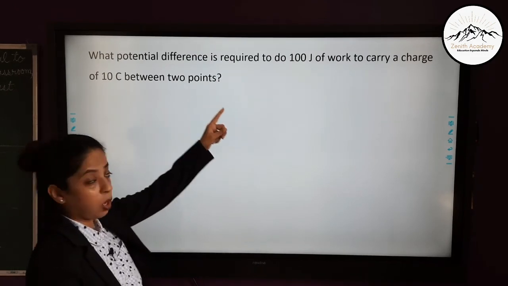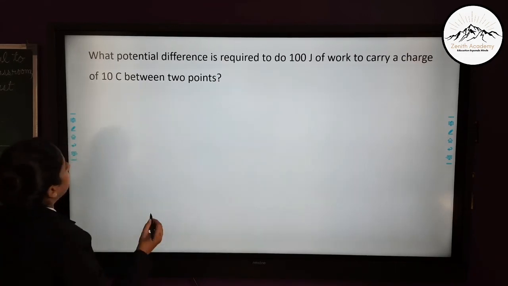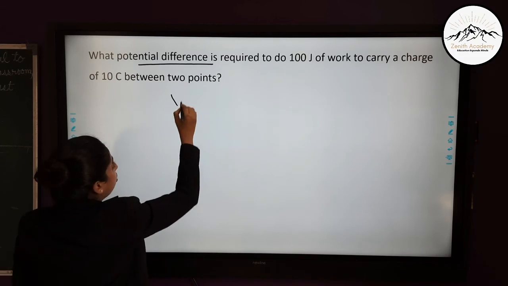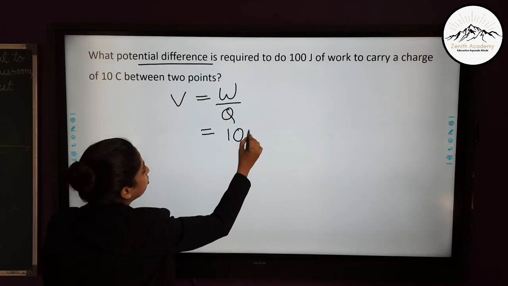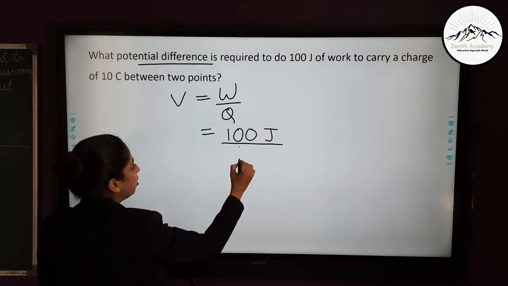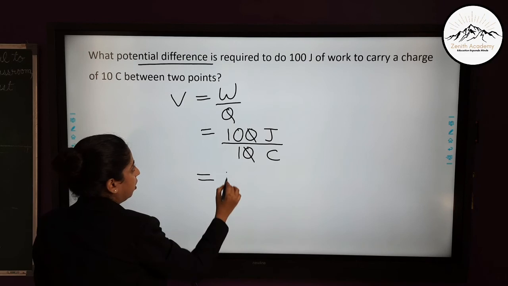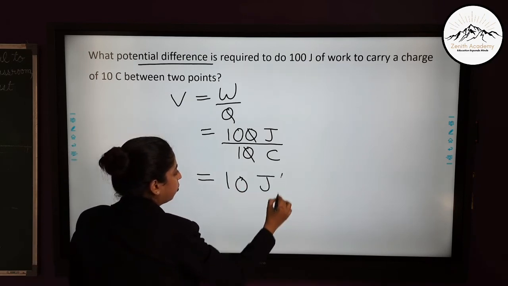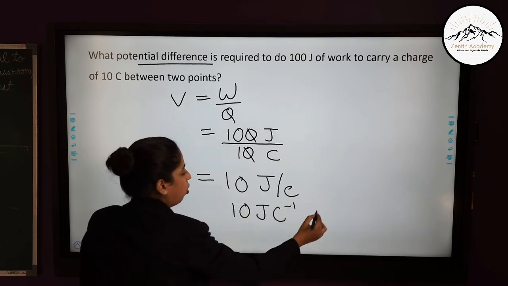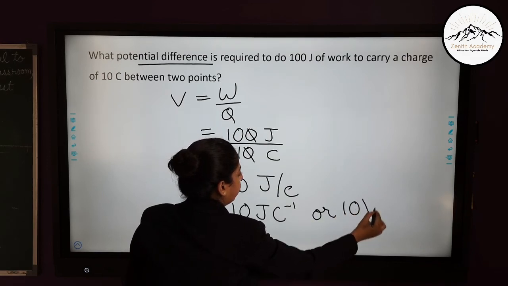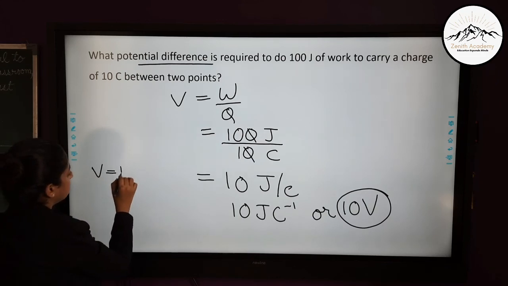What potential difference is required to do 100 joules of work to carry a charge of 10 coulomb between 2 points? Now they are asking potential difference. We know potential difference is work done upon total charge. What is the work done? 100 joules. And what is the total charge? It is 10 coulombs. So this is very easy. This is 10 joules per coulomb, or we can write 10 volts. So the SI unit is volts, so we will write that the potential difference is 10 volts.